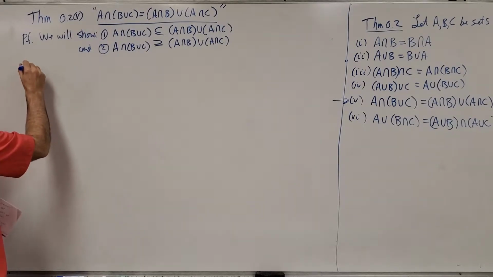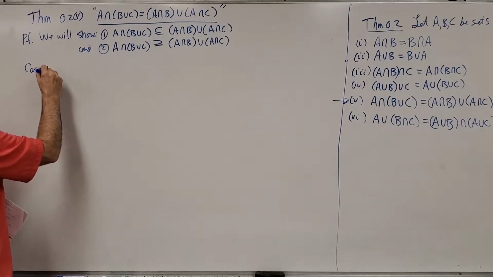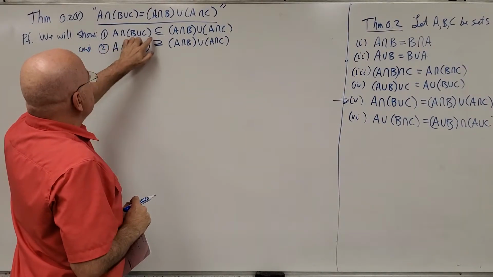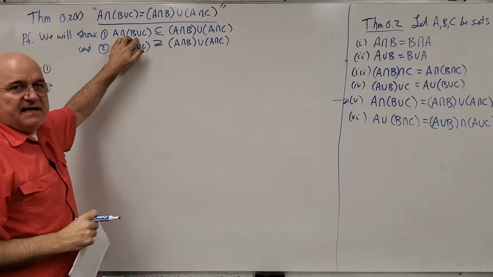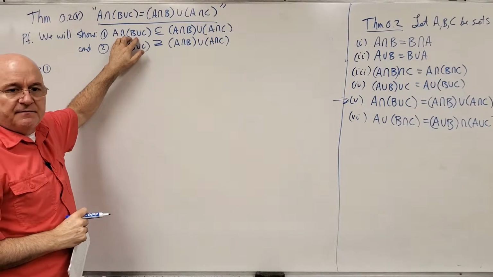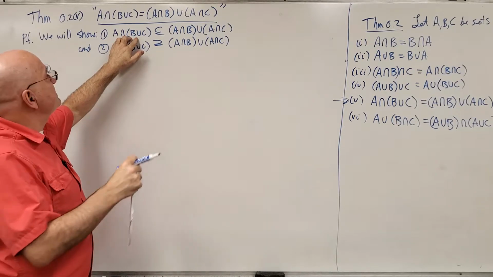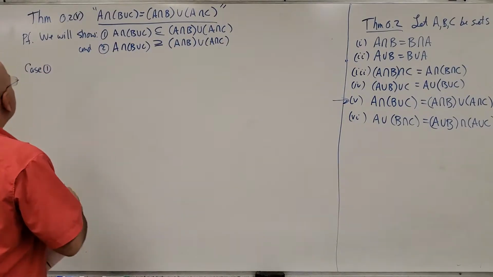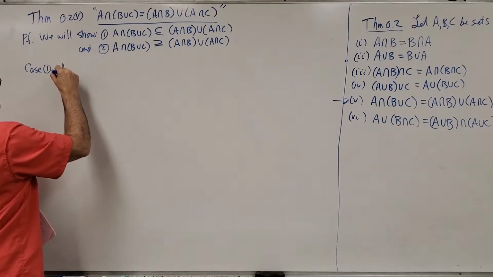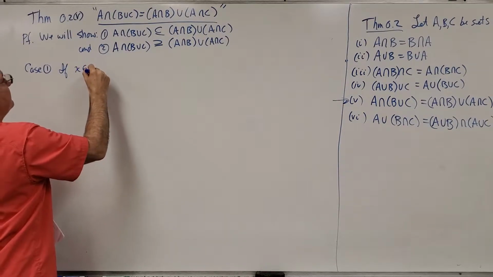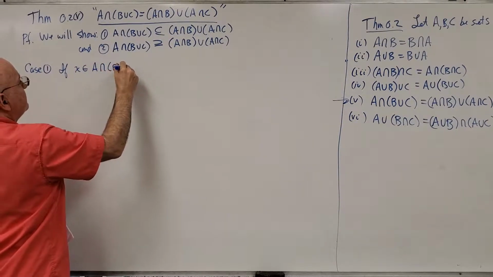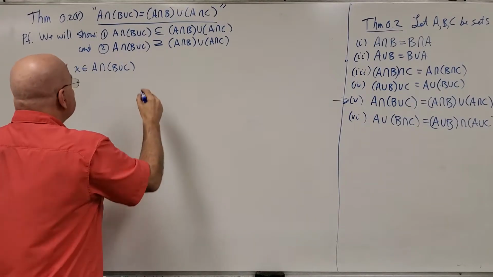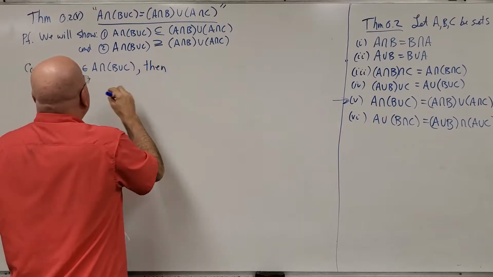All right, well, let's do a two-parter. Let's show the first part. To prove that this is a subset of this one, all I need to do is say, let X be an arbitrary element of this set, and then deduce, step by step, that X is also an element of the right-hand side. So I'm going to assume that's true. If X is an element of A intersect B union C, an element of the set on the left-hand side, then what does that tell us?